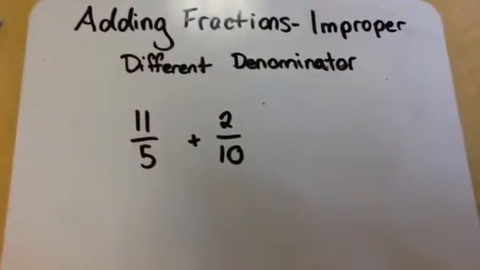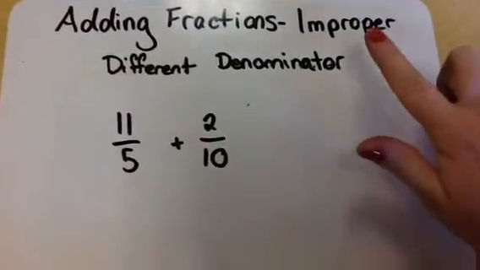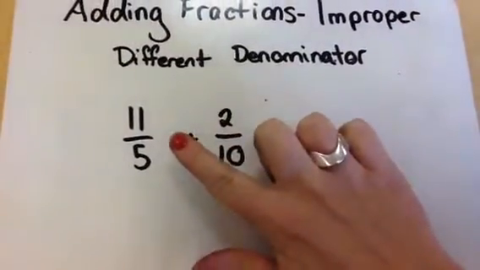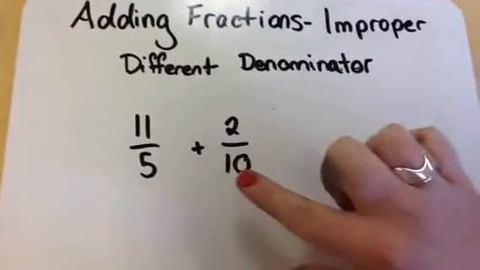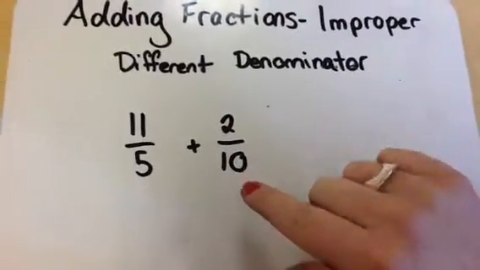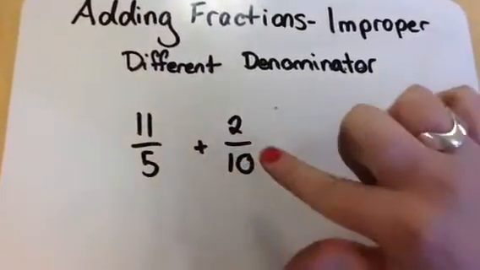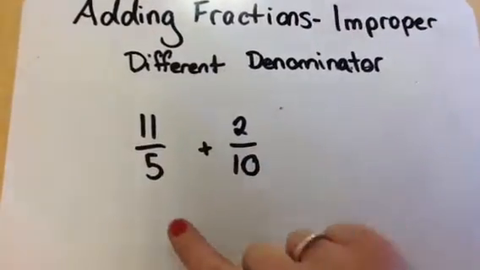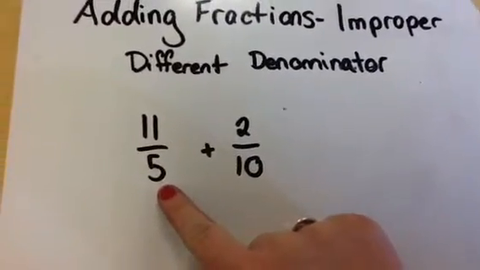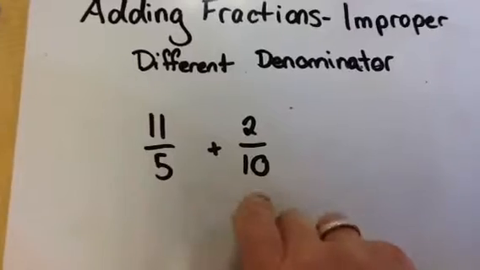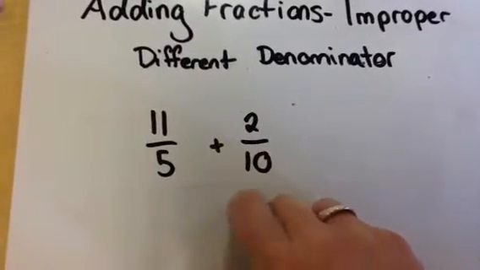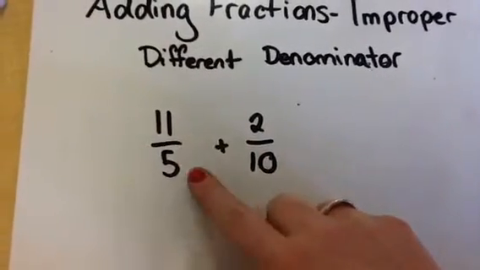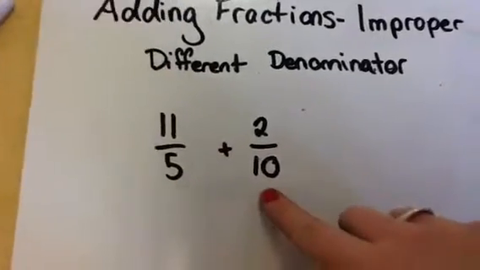Next, I'm going to talk about adding fractions with different denominators, but improper fractions. So as you can see, I have 11/5, which is an improper fraction, plus 2/10. It's not an improper fraction, but you're still dealing with one. So the first thing you need to do again is ask yourself, can I turn either of these denominators into a lowest common denominator? Well, I know that 5 times 2 equals 10.